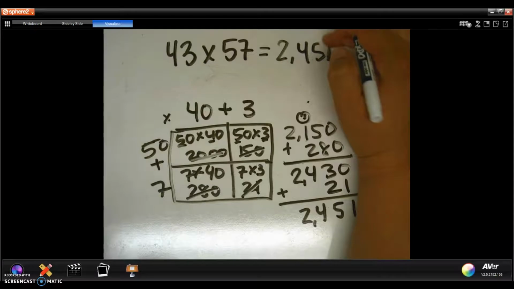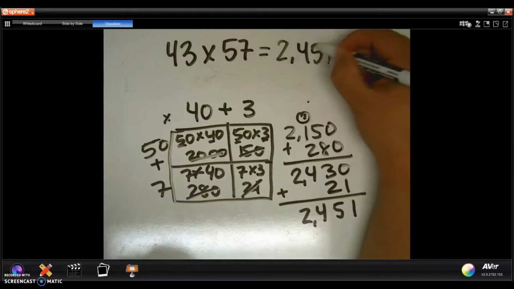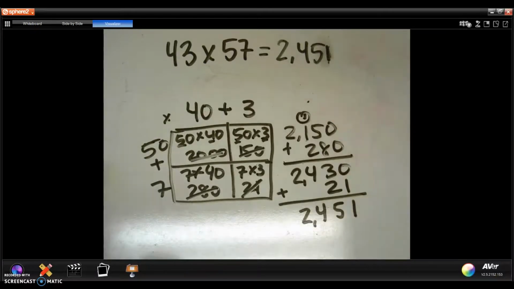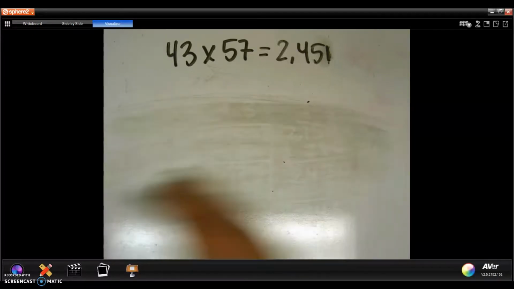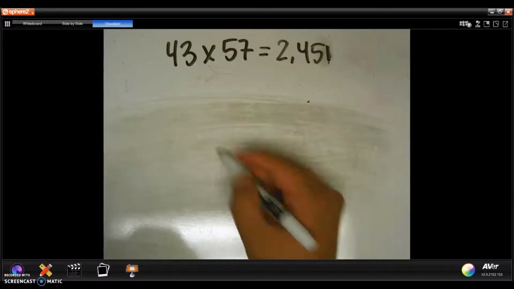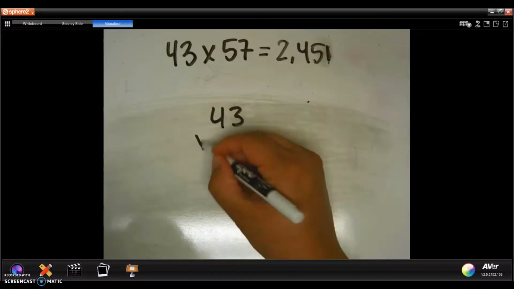Okay, let me make that a little neater. Okay, now that's an area model. The second way we can do it is with the standard algorithm. So we have 43 times 57.